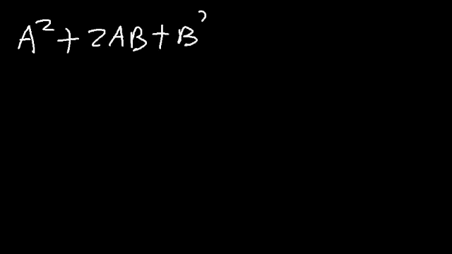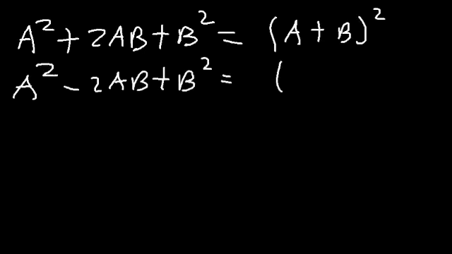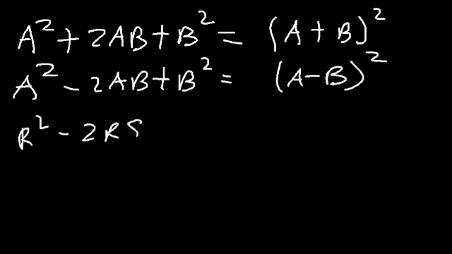So now there are some other things that you need to know. Let's say you see an equation in this form, a squared plus 2ab plus b squared. This can be factored as a perfect square, a plus b squared. Likewise, if you were to see a squared minus 2ab plus b squared, this is equal to a minus b squared. So let's say you get a question and they give you something like this: r squared minus 2rs plus s squared is equal to 49. What is the value of r minus s?